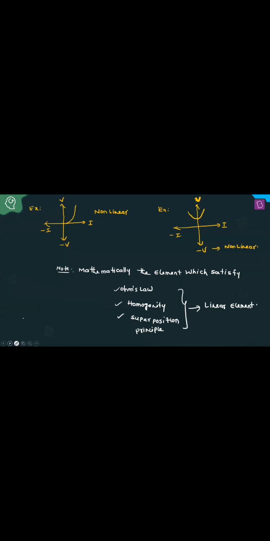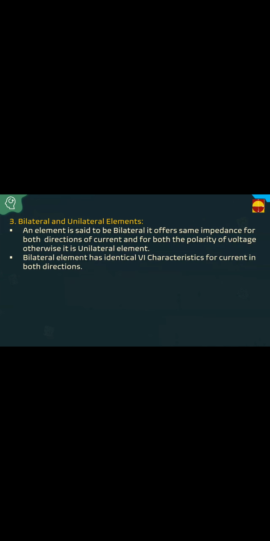Next, when is a particular element said to be a bilateral element, and when is it said to be a unilateral element? Students, it's very simple. An element is said to be bilateral if it offers the same impedance for both directions of current and both polarities of voltage. Otherwise, it is a unilateral element. If it offers the same impedance for both directions of current and both polarities of voltage, then we can say that it is a bilateral element. Otherwise, it is a unilateral element.